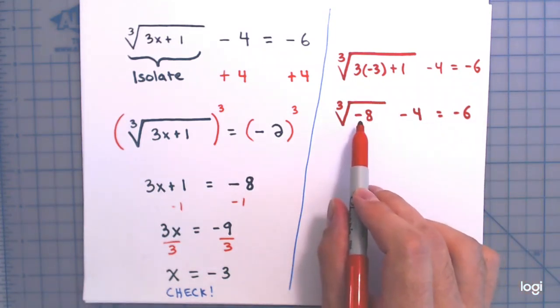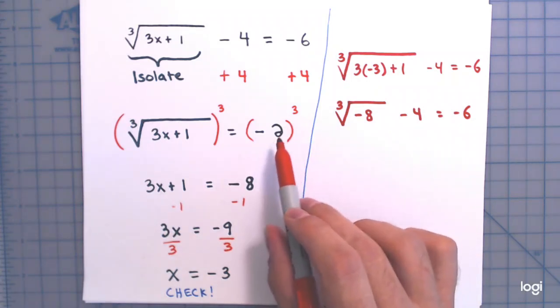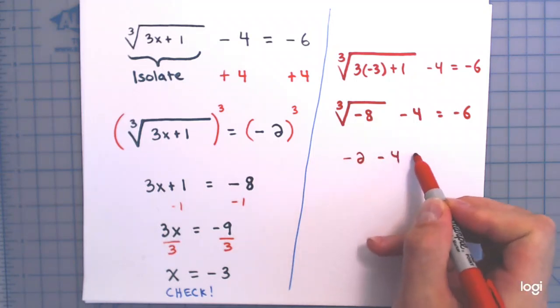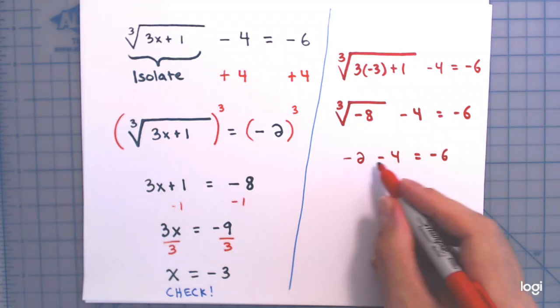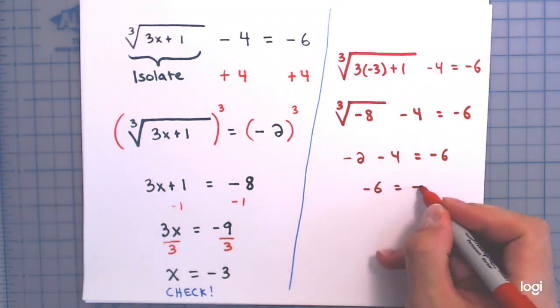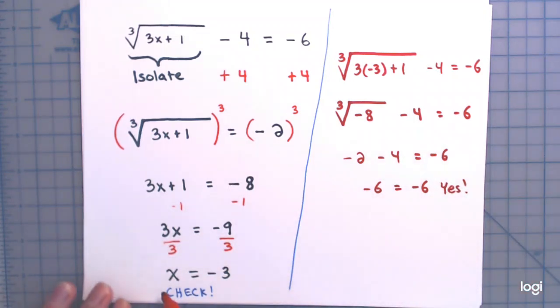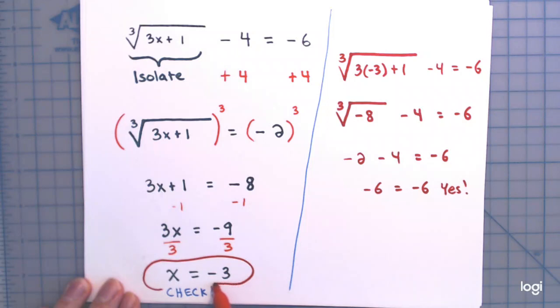And negative 8 is one of those perfect cubes, right? The cube root of negative 8 is negative 2. We saw earlier negative 2 cubed is negative 8. So that's negative 2, and minus 4, is that equal to negative 6? And yes, it is. Negative 2 minus 4 is indeed negative 6. So you get the statement, negative 6 equals negative 6. That is true. So yes, indeed, negative 3 is a good solution to this equation. Makes it true. Great. And notice again, I followed the same steps as I did with the square roots. Nothing changed.